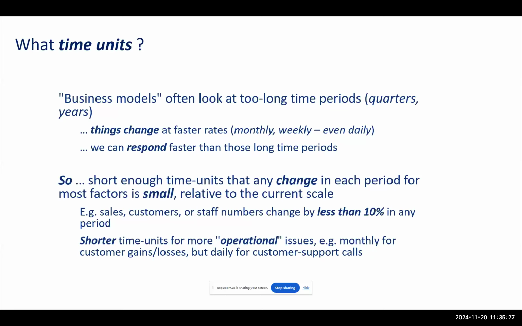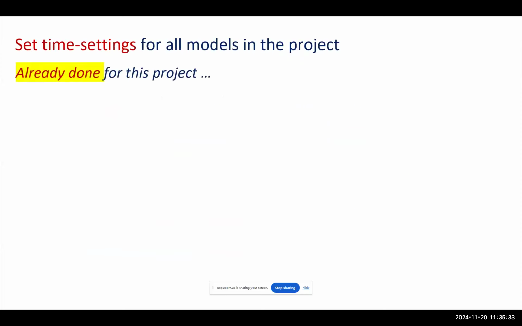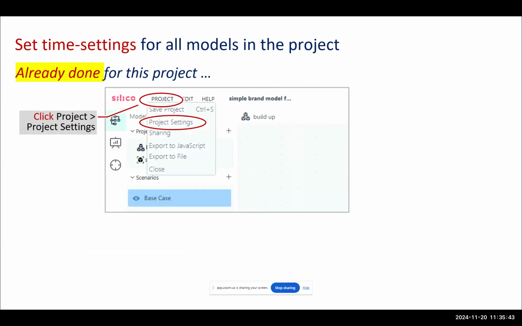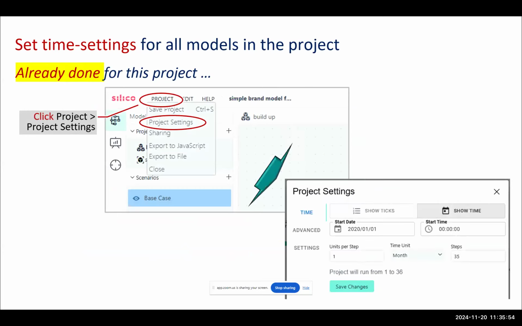I'll come back to it in just a moment, but let's have a look at how these time settings work in the modeling app. So as I say, this is already done in the project that you've got. You don't have to do this, it's already done. This is what you would do if you were setting up a new model from nothing. You go to the top left of the app's menu there and pick the project menu item under project settings. That will open up this window.